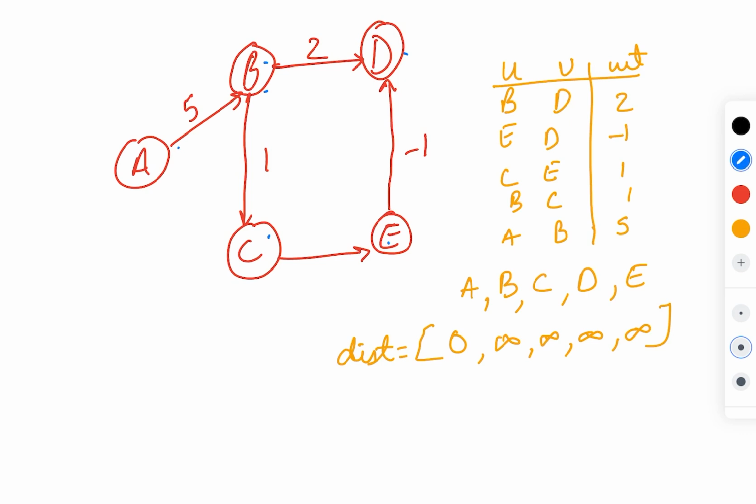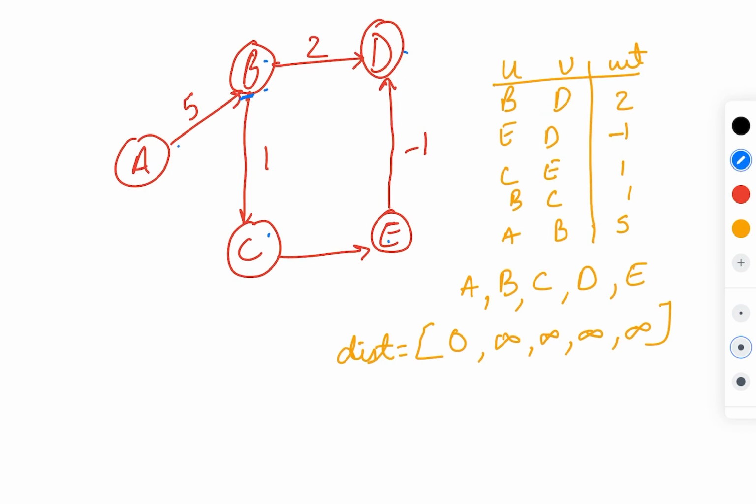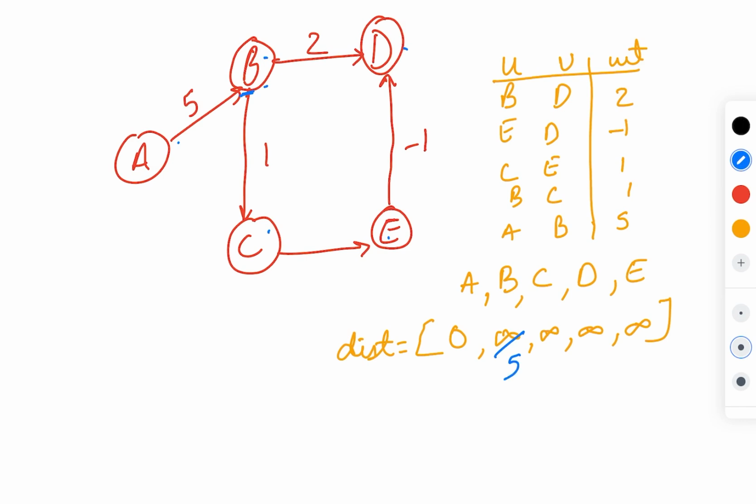Now initially, let's go to B. In this case, our conditions are met. The value for B will be updated to 5 in our distance array. After this, in the second relaxation of edges, we see that the distance to B plus 2, that is 5 plus 2, is less than infinity, and distance to D is 7. So I can update this to 7.